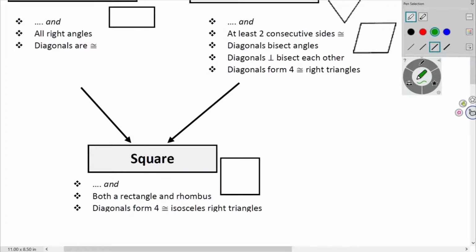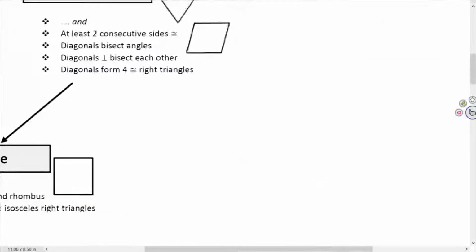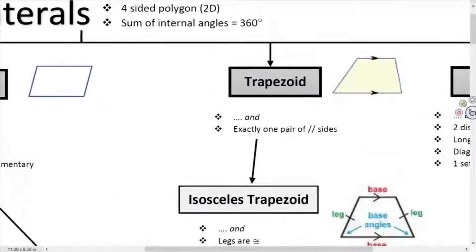And nothing else really happens with a square besides it being both a rhombus, and so all four sides are the same length, and you have perpendicular diagonals, and it being a rectangle, and so all the angles are right angles, and the diagonals are the same length. So you get all the properties of a rhombus and a rectangle and parallelogram are true for a square. Okay, let's go up to a trapezoid.